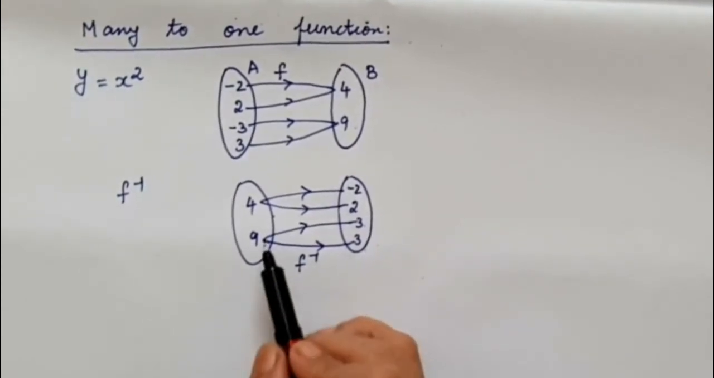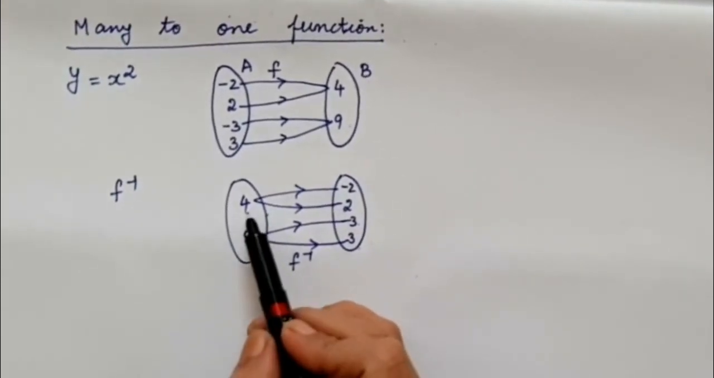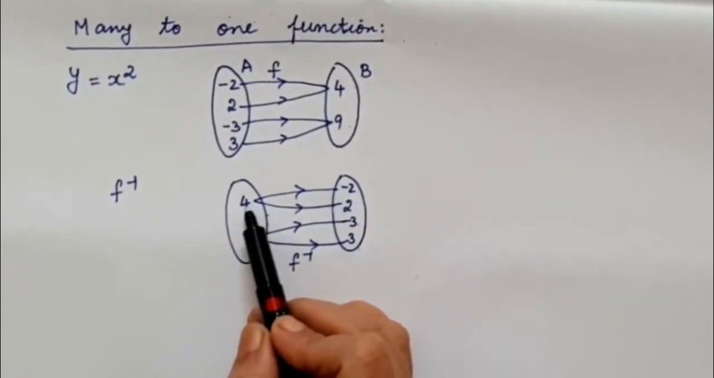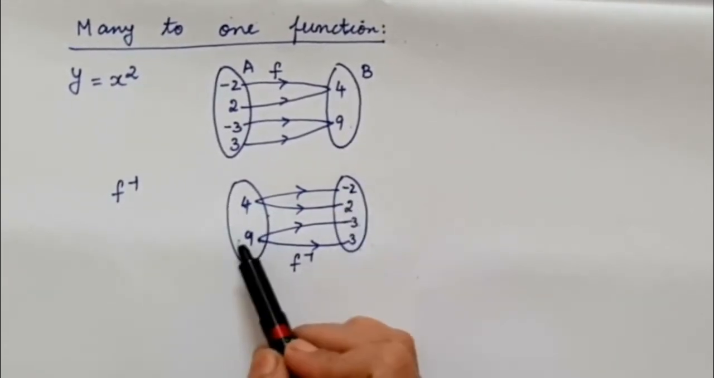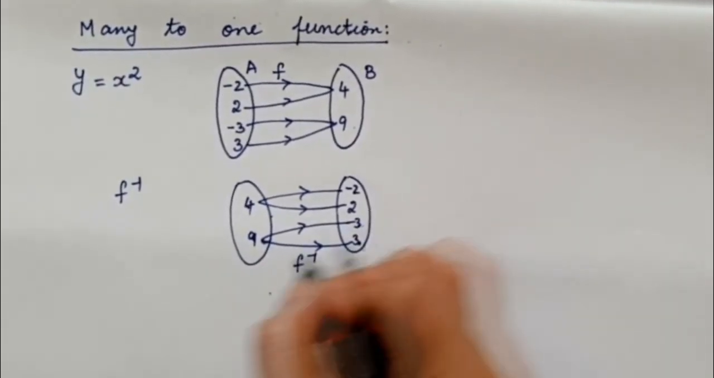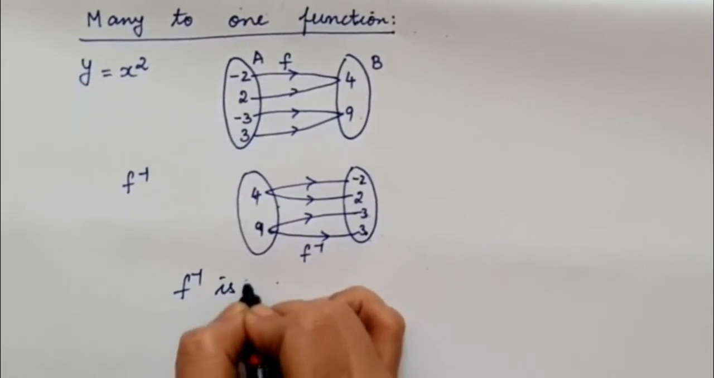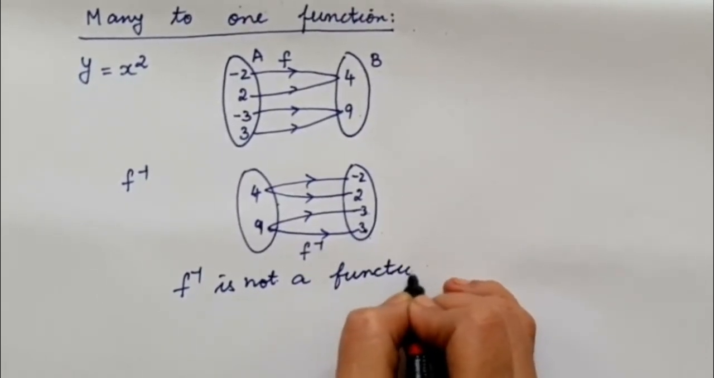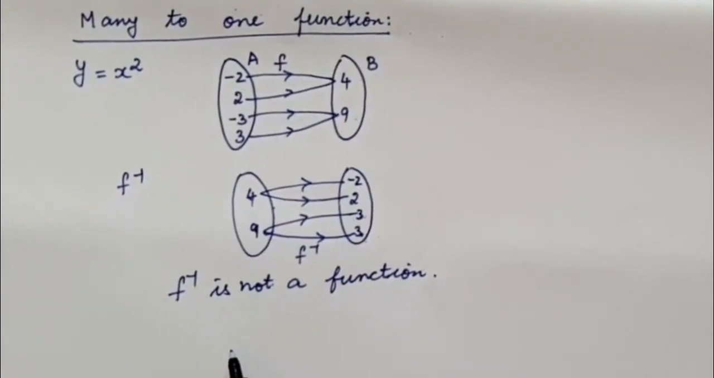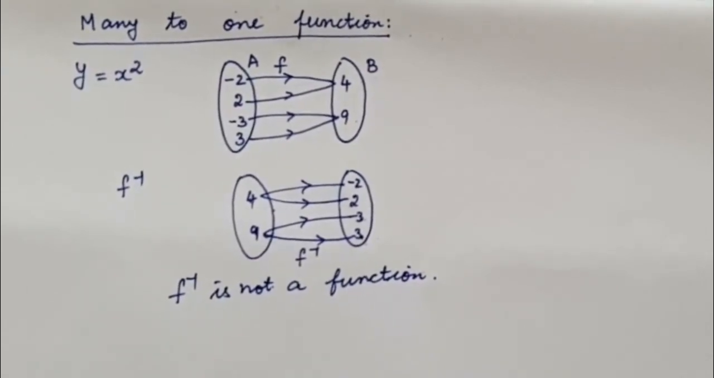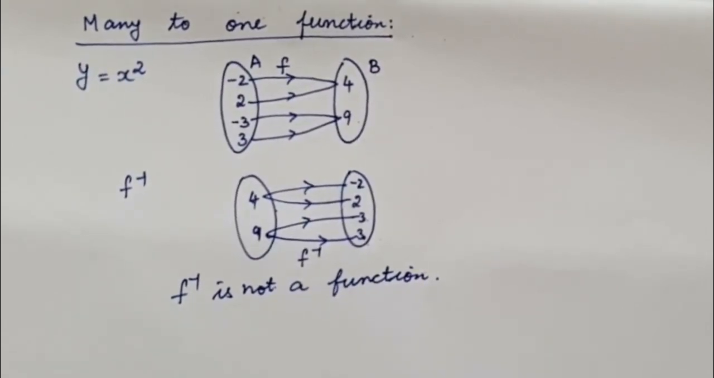Let us check. Our first condition is every element in the set A needs to have only one image. But here, element 4 has 2 images. Element 9 has 2 images. So this f inverse is not a function. So we understand that only if a function is a one-to-one function, then f inverse exists. Otherwise, we will not be able to find the inverse function.